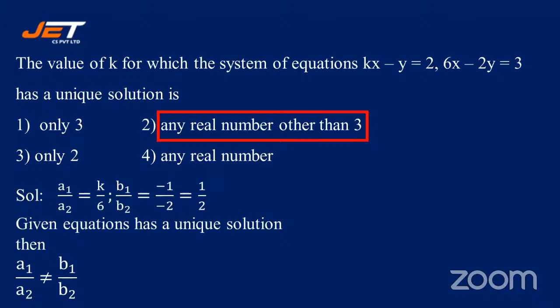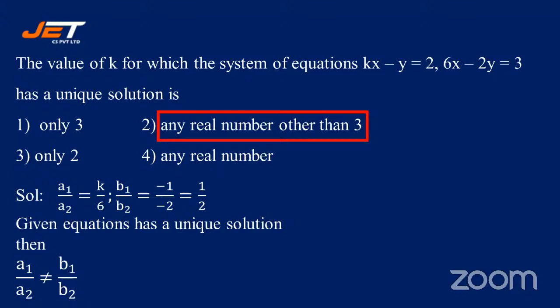Let's see. It is option 2, any real number other than 3. See the solution. You're finding out A1 by A2. What is A1? Coefficient of x in the first equation, that is k. What is A2? Coefficient of x in the second equation, that is 6. All right, so you're getting A1 by A2 as k by 6. What is B1 by B2? B1 is nothing but the coefficient of y in the first equation, which is -1. What is B2? The coefficient of y in the second equation, which is -2. So just cancelling minus minus, you get half. So now given equation has a unique solution.